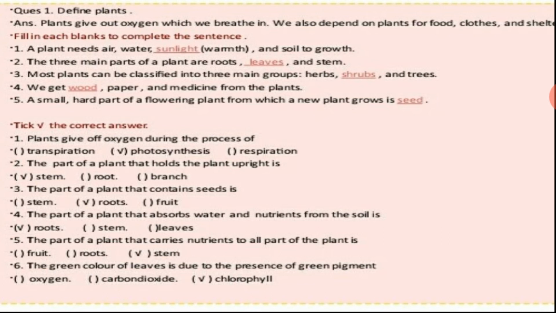Third, which part of a plant contains seed? Stem, roots or fruit. So roots is the correct answer. Fruit is the correct answer. Sorry children, fruit is the correct answer. The part of a plant that contains seed is fruit. So put a tick on fruit.